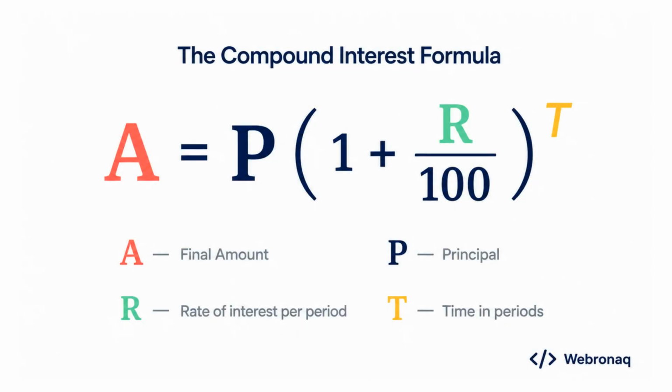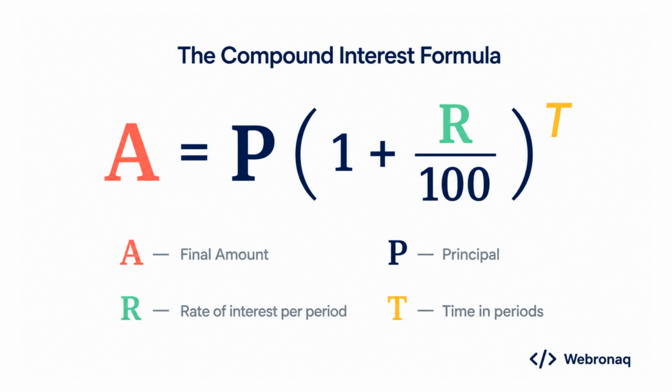Here is the formula we are going to translate into C++. A equals P times (1 plus R divided by 100) raised to the power of T. A is the final amount you end up with. P is the principal, the money you started with. R is the rate of interest per period, usually per year, written as a percentage. And T is the number of periods, usually the number of years.